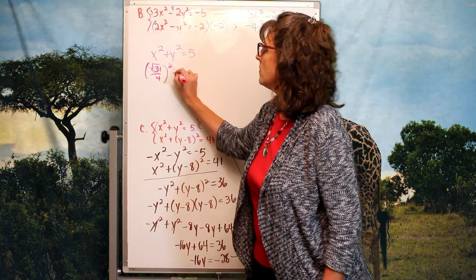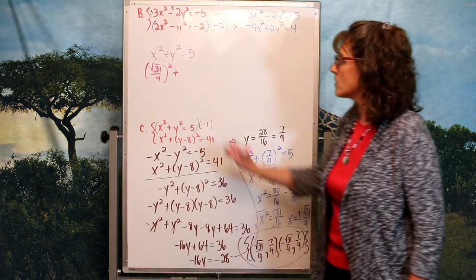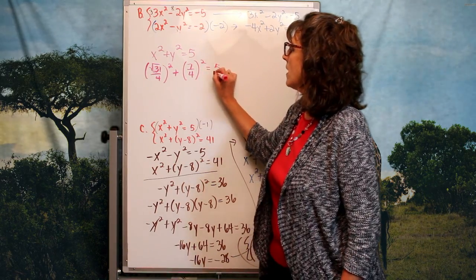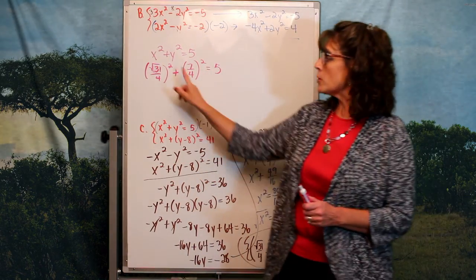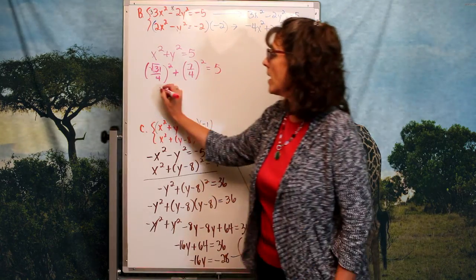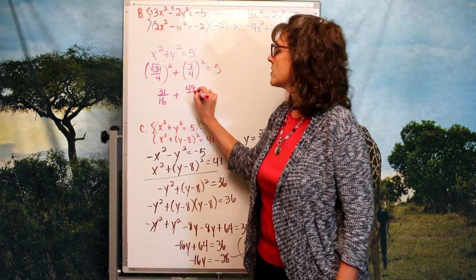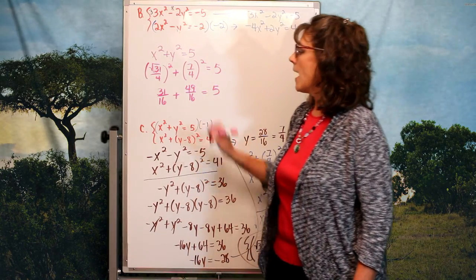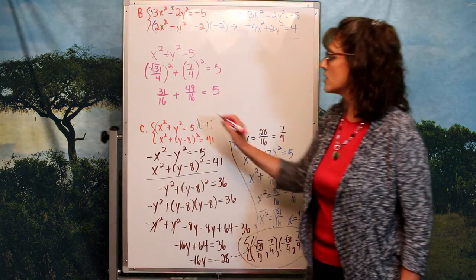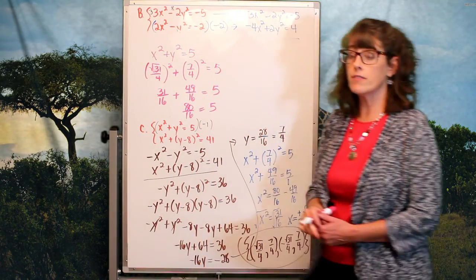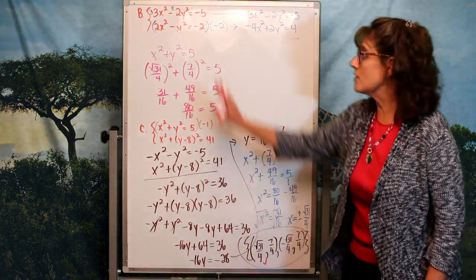And I'm going to square it. And my y is going to be 7/4, and I'm going to square it, and I better get a 5. Now, remember, squaring and square rooting cancel each other out. So I have 31 over 16 plus 49 over 16. And 31 over 16 plus 49 over 16, sure enough, is 80 over 16, and that, in fact, is 5. So I know that this one works in the top equation.